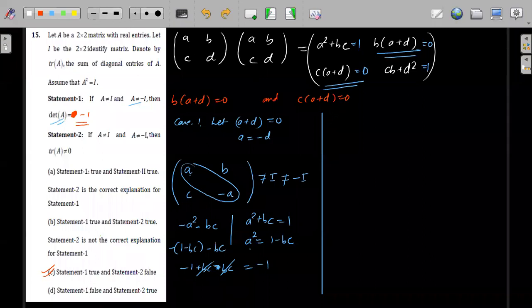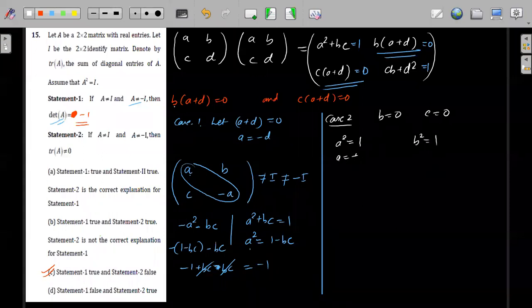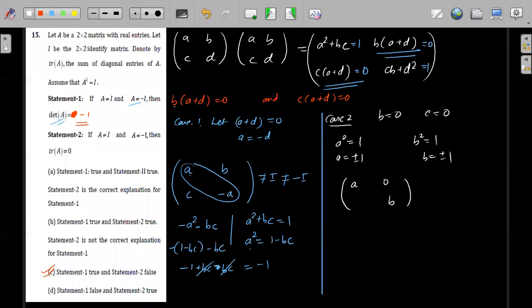So case 2, here we have taken a plus d is equal to 0. Now I will take b and c as 0. If b is equal to 0, from here c is also equal to 0. Then from this one we got a square is equal to 1 and d square is equal to 1. So from here I will get a is equal to plus minus 1 and d is equal to plus minus 1. So the matrix is of this form: a, b, 0, 0.